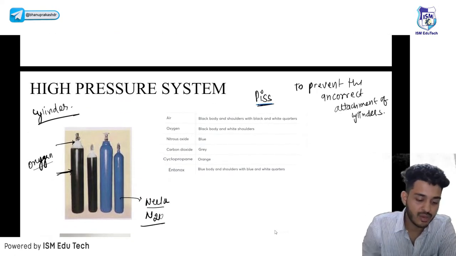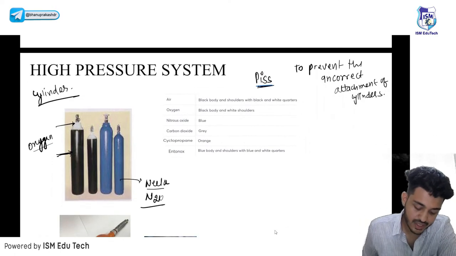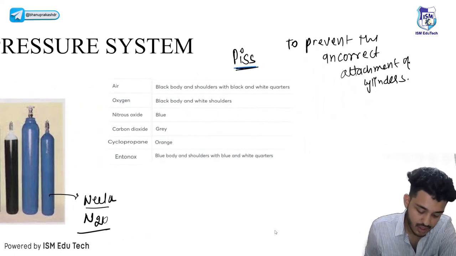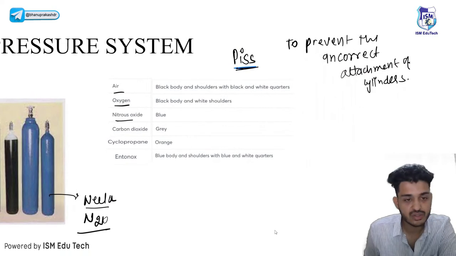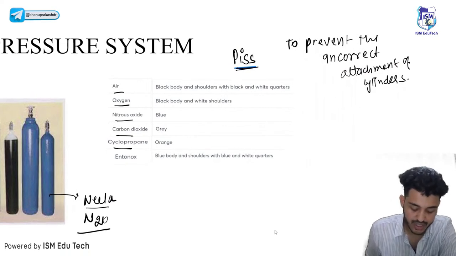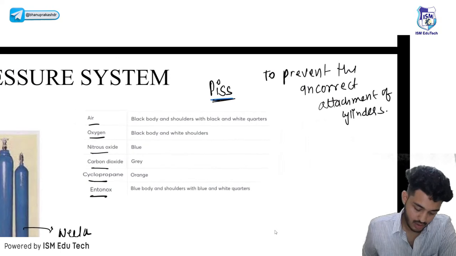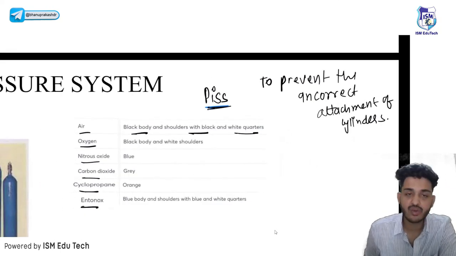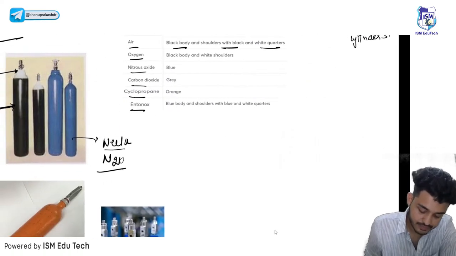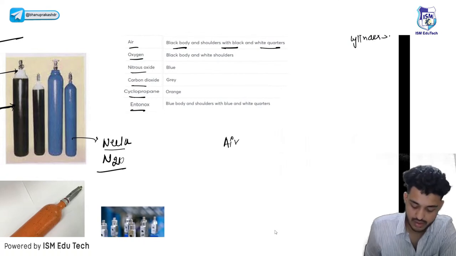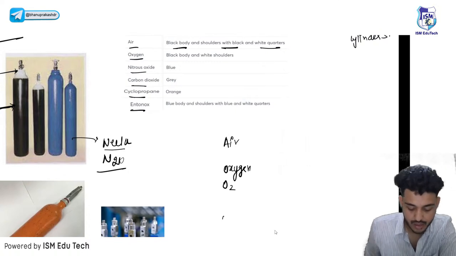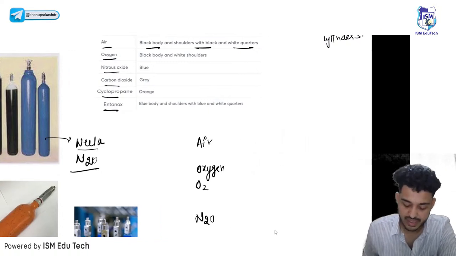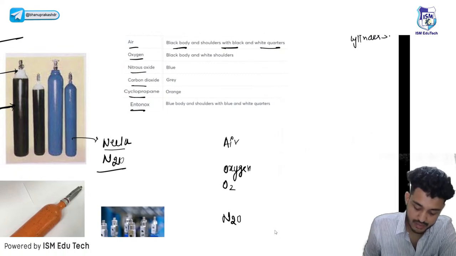Let's revise one by one. First thing will be air, second thing will be oxygen, third thing will be nitrous oxide, carbon dioxide, cyclopropane, Entonox. So the color of air is black body and shoulders with black and white quarters. Air ka pin index kaise yaad karenge? Let's revise the pin index. Air. Second thing will be oxygen, O2. Third thing will be nitrous oxide. You can remember like that. Here you can write CO2.